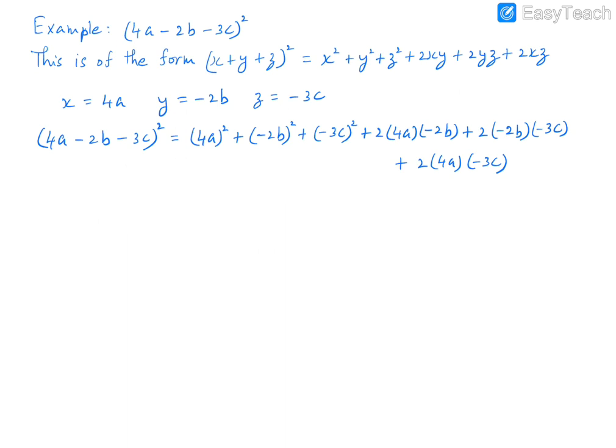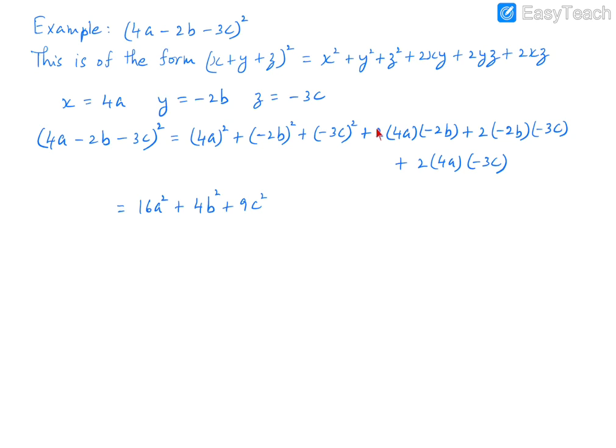So now we just have to simplify this. So we get 4a the whole square will be 16a squared, and (−2b) the whole square is plus 4b squared. When you square a negative we get positive, so (−2b) the whole square is 4b squared, and similarly (−3c) the whole square is plus 9c squared. So (−3) squared is plus 9c squared.